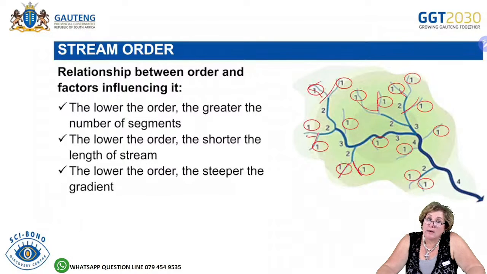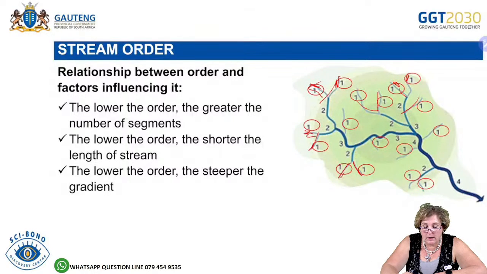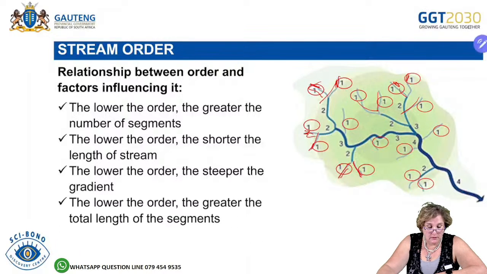The lower the order, the steeper the gradient. Remember, where does a river start? It starts high up in the mountains. So the lower the order, the steeper the gradient. The lower the order, the greater the total length of the segments.